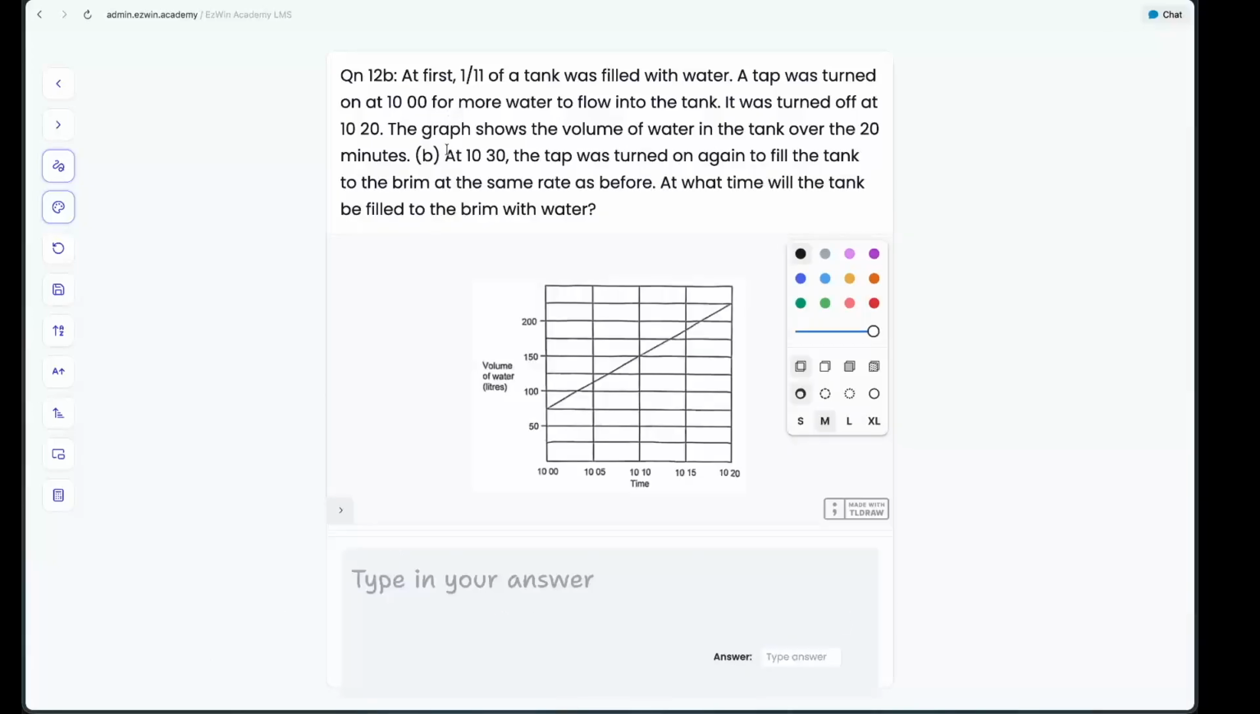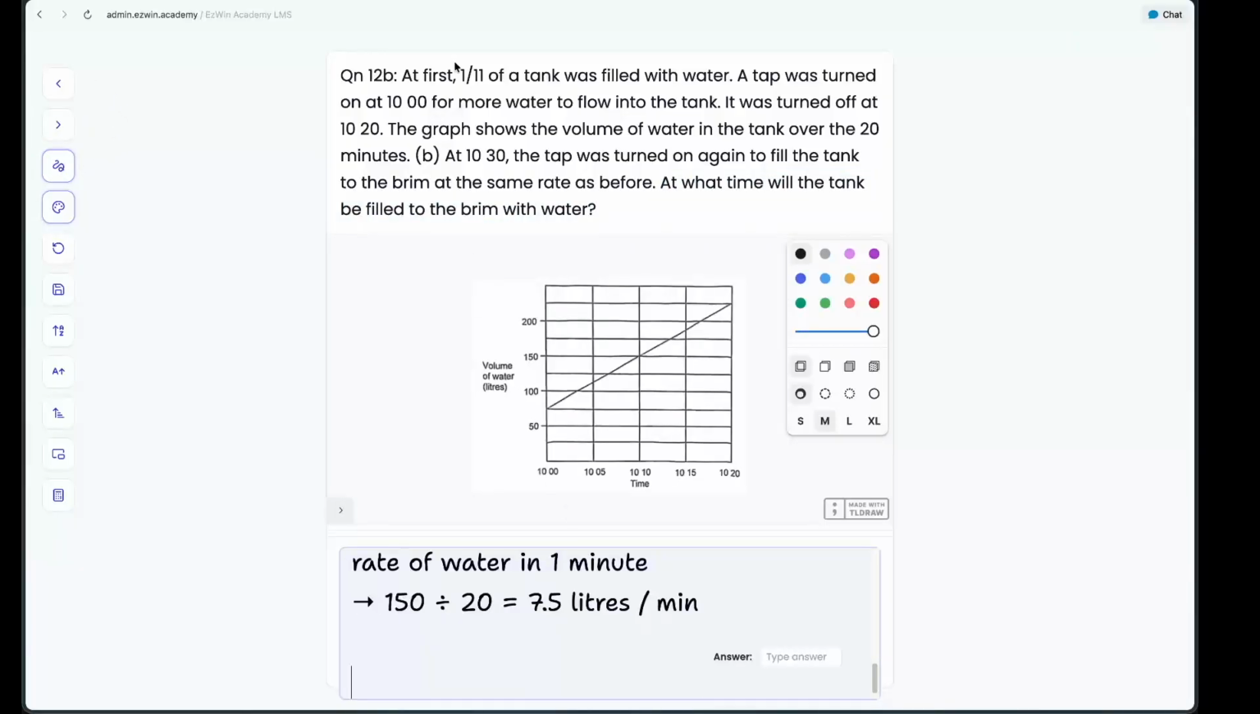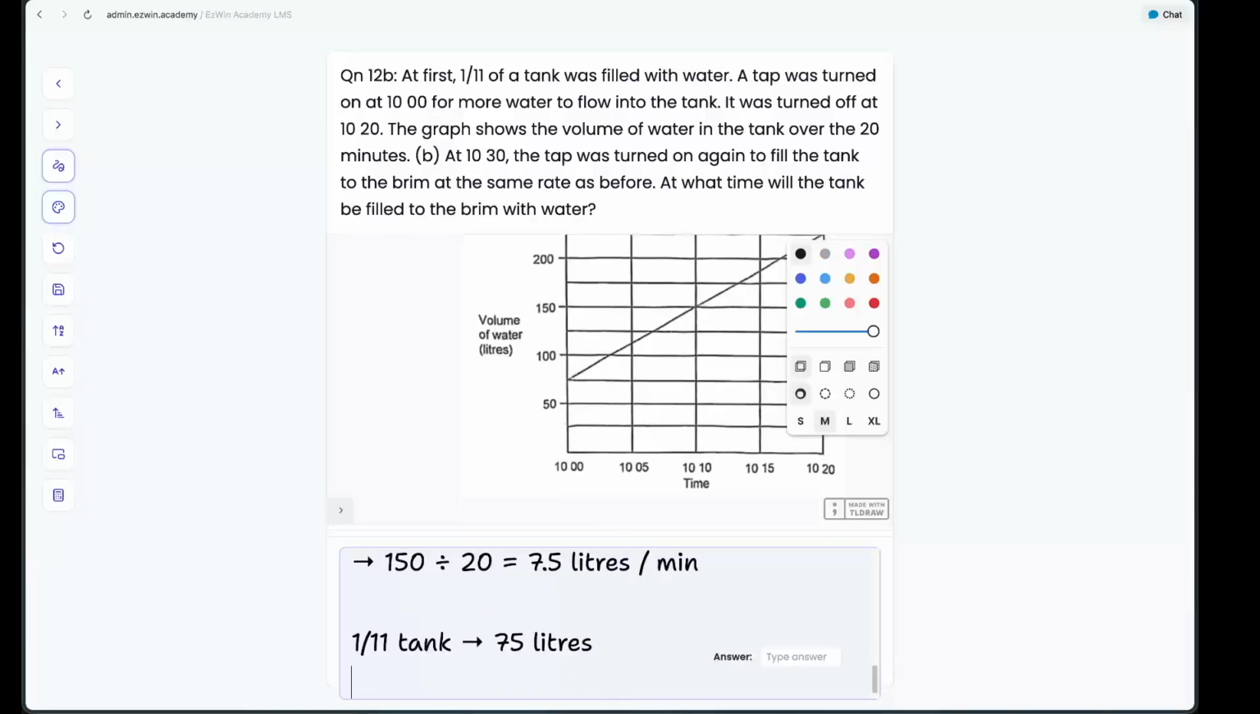So part B, at 10:30, the tap was turned on again to fill the tank to the brim at the same rate as before. At what time will the tank be filled with water? So we know the rate is 7.5 liters per minute. At the start, 1/11 of the tank was filled. So we know what is filled, which is 1/11th tank, basically 75 liters. Yes, it started at 10. So that means the total tank, right?